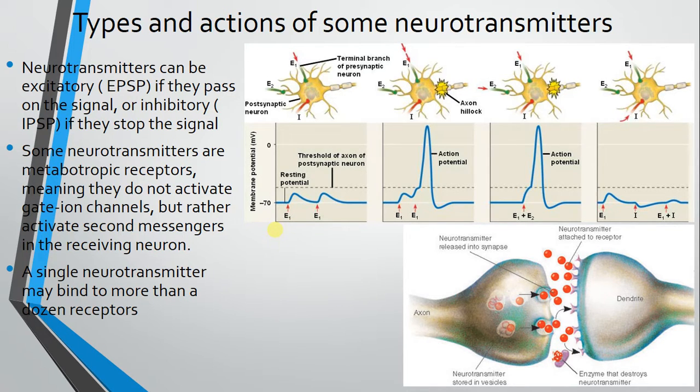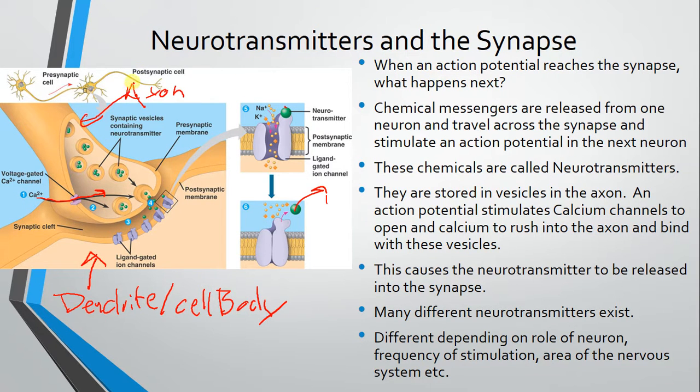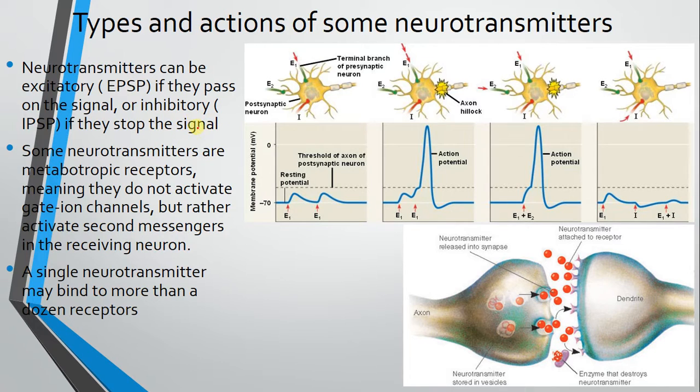So neurotransmitters can be excitatory, abbreviated EPSP, if they pass on this signal. So for example, if they are released into the synaptic cleft and they cause this ion channel to take in ions that would depolarize the cell, so if it takes in sodium ions, then it is an excitatory neuron. It's causing a propagation of that signal.